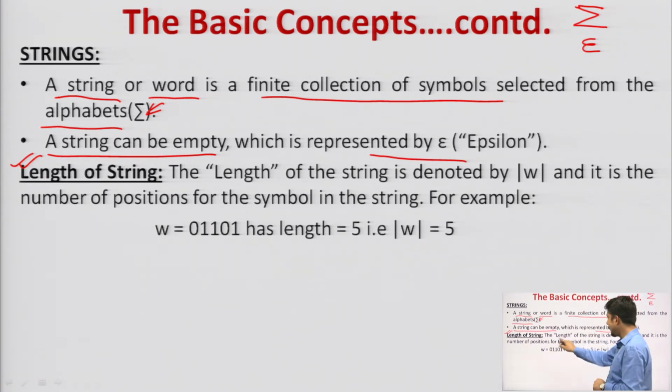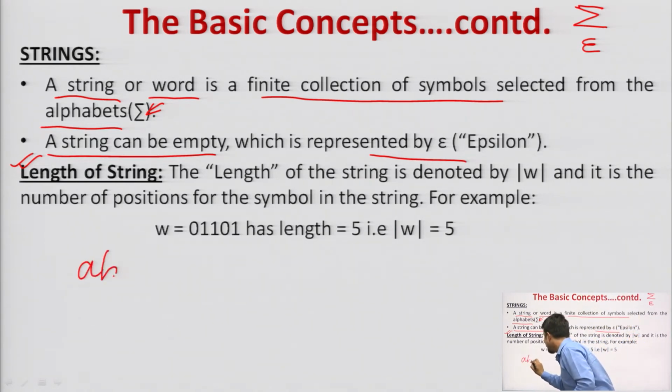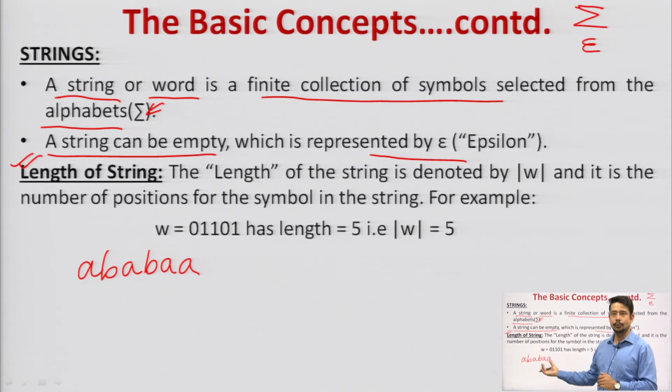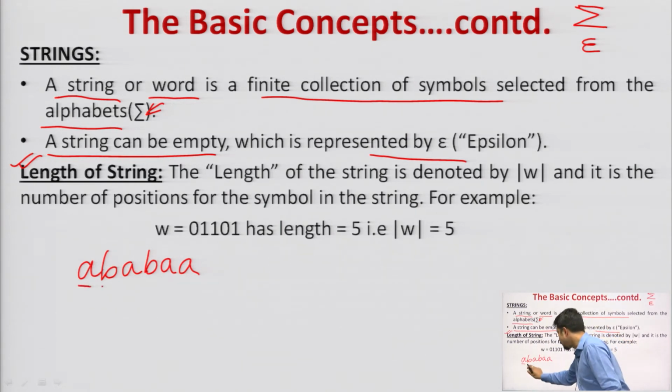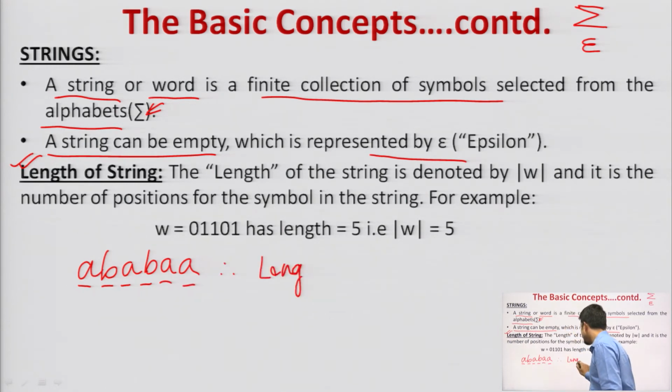Clear? Now the length of the string generally determines, suppose I am taking a string, say I am writing over here, A, B, A, B, A, A. So this is a string, correct? This is a collection of alphabets. Now if I ask what is the length of this particular string, we just simply need to count the number of alphabets present in the string. That's it. That means 1, 2, 3, 4, 5, 6. So the length will be 6. It is as simple as that. Clear? So length is equal to 6.